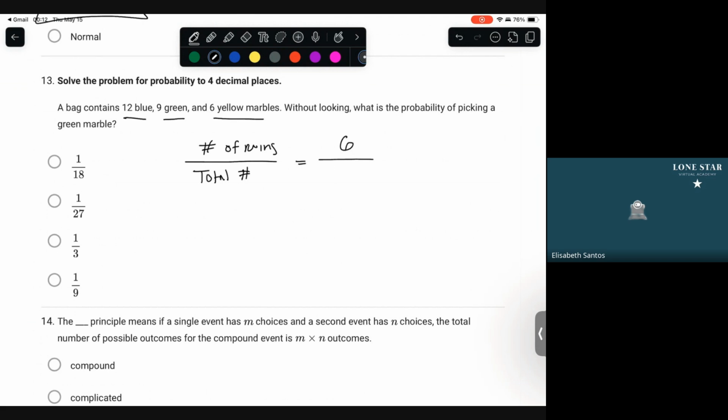So 12 plus 9 plus 6. Oops, and I flipped my numbers. The number of green marbles is not 6, it's 9. Hopefully y'all caught that. So 9 over 12 plus 9 plus 6, which is 9 over 27, which simplifies to 1/3. And that's our answer.